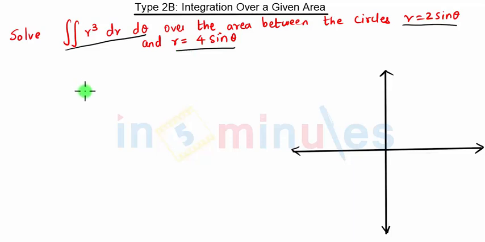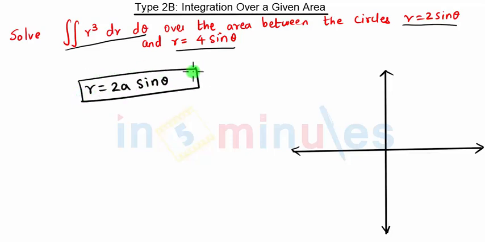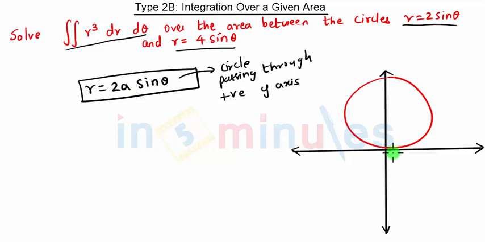So always remember, whenever we have r equal to 2a sin theta, this is in a polar form. This equation represents a circle passing through the origin and whose center is on the positive y-axis. So r equal to 2a sin theta circle is something like this. It is passing through the origin and this upper point will be 2a. Then the radius will be a. So a will be the radius of this circle.